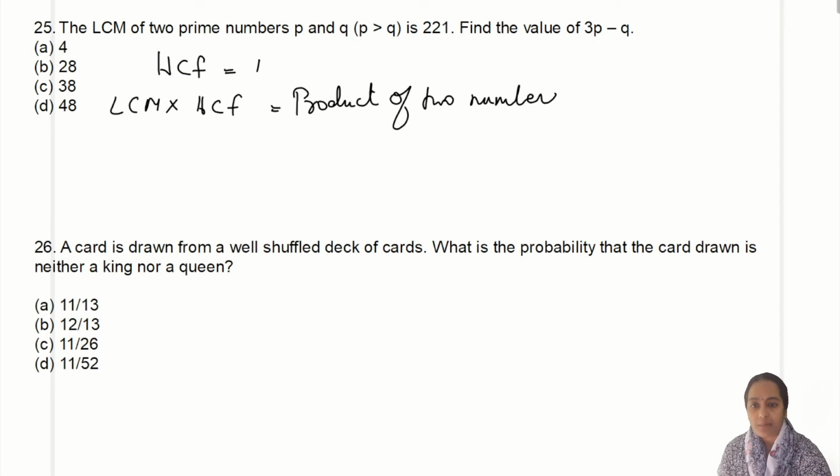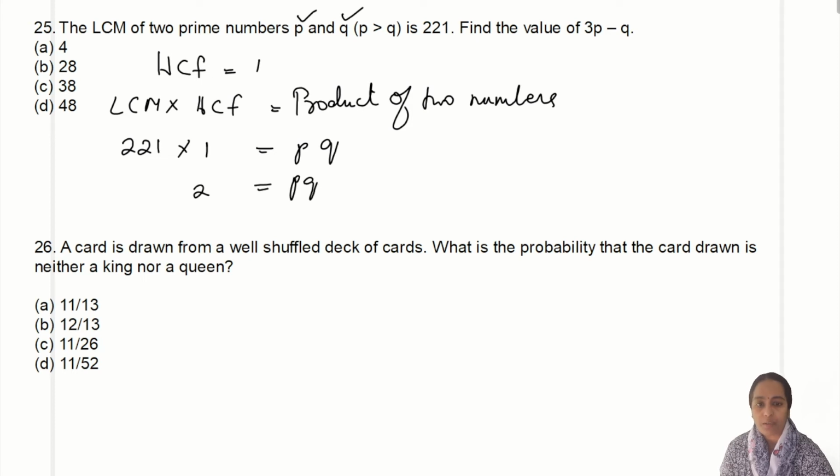So LCM is 221. HCF is 1. What are the two numbers? The two numbers are P and Q. So P into Q is going to be 221. The question is telling us P is greater. So let us find the product of P and Q, which is 221. So we need to find P and Q now.